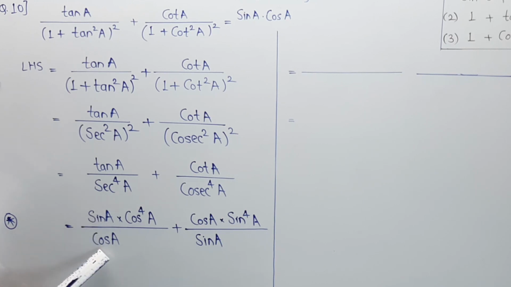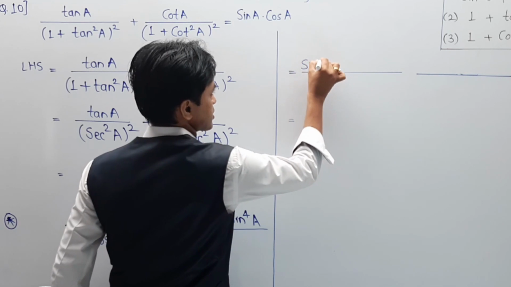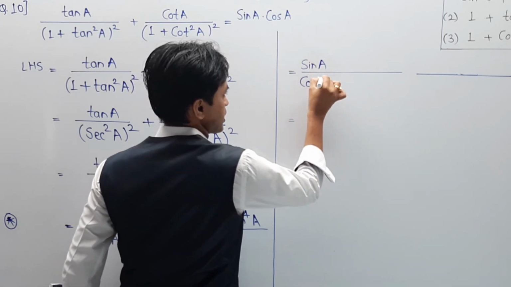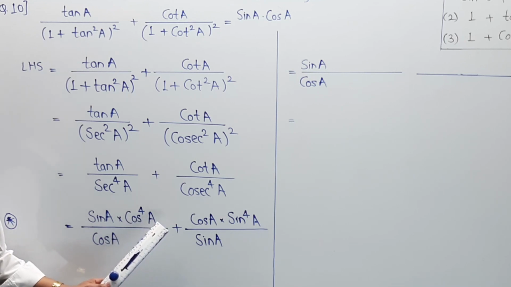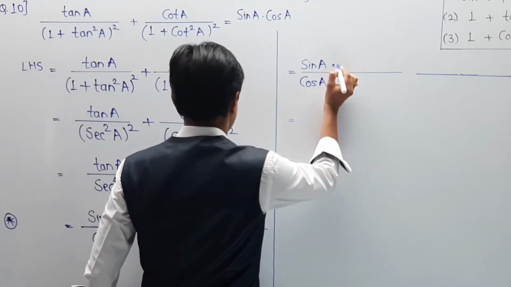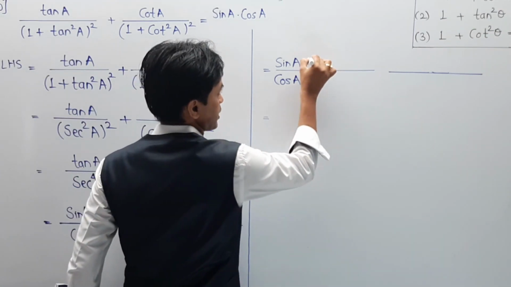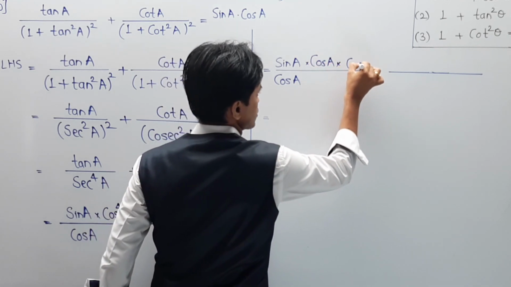So I'm writing sin A upon cos A as usual. Next, into cos raised to 4A, I'm going to write it as cos A into cos cube A. Just like x raised to 4 can be written as x cube into x, in the same way, I'm going to write cos raised to 4A as cos A into cos cube A.